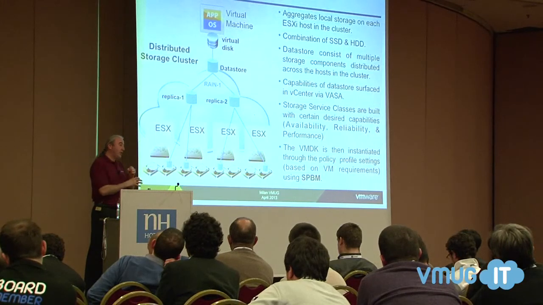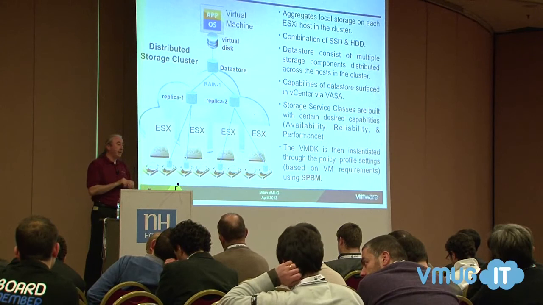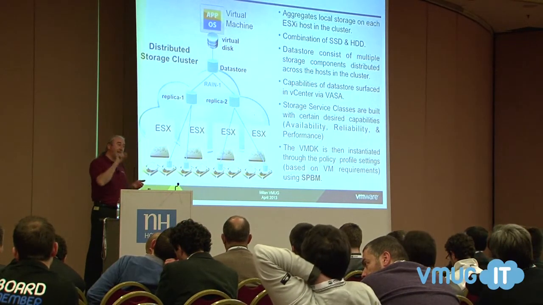Not only does it surface up the capabilities of the data store, and we're talking about multiple capabilities, but it's also involved in being able to push the requirements back down to the storage array as well, or to the vSAN layer. So VASA 1.0, one directional, single capability. VASA 2.0, multiple capabilities and bidirectional as well.